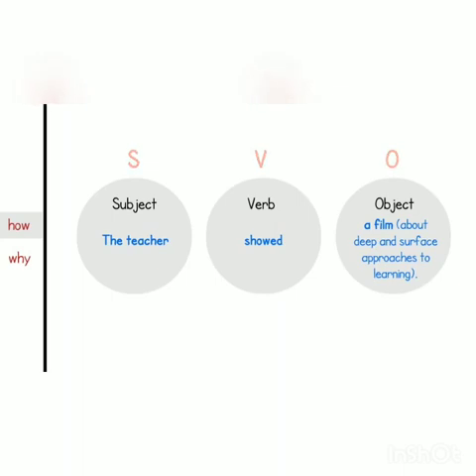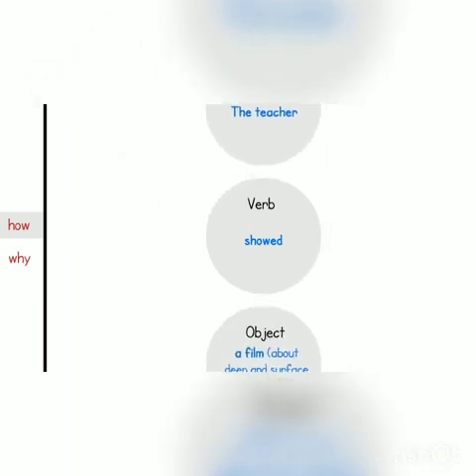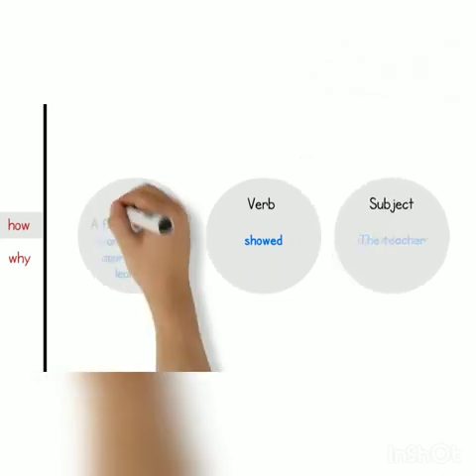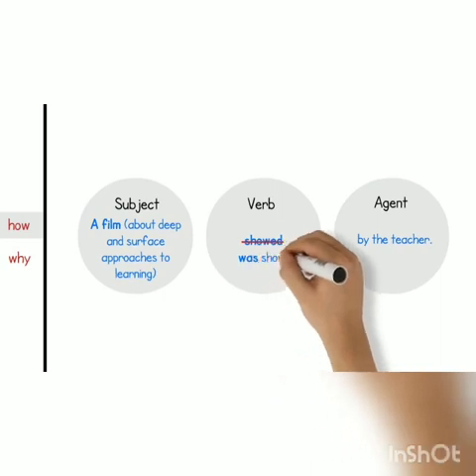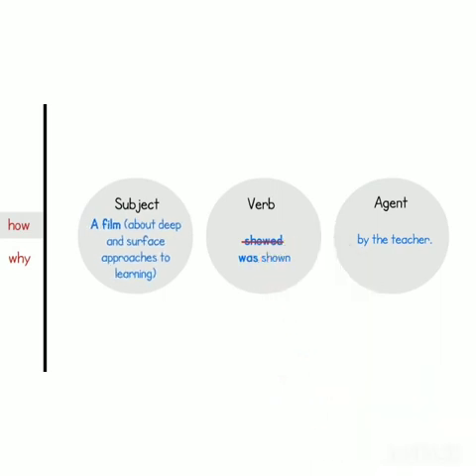Let us now consider how all this changes, how the object moves from its place and takes the place of a subject and becomes the subject of the passive sentence, and how the subject of the active sentence becomes the agent, and the verb changed from active into passive voice. A film was shown by the teacher.